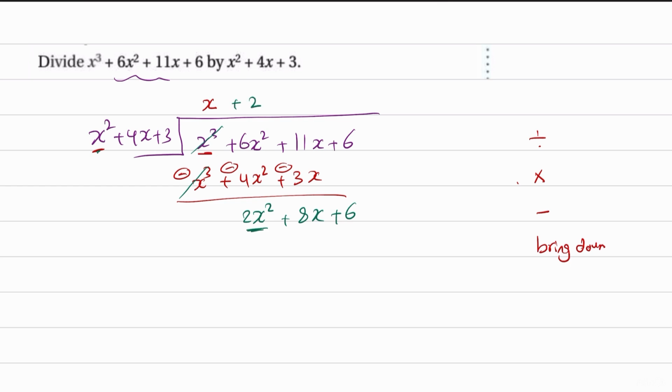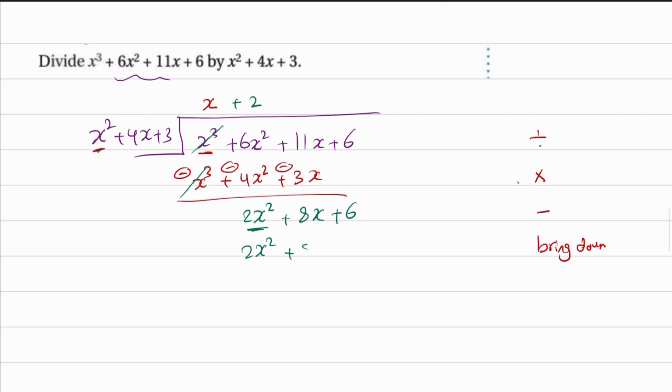So 2 times x power 2, we come up with 2x power 2. 2 times 4, we come up with 8x. 2 times 3, we come up with 6. Then you need to subtract, so change the sign of each term. Then start to subtract, you come up here with 0, and here with 0, and here with 0. And this is your final answer, x plus 2.